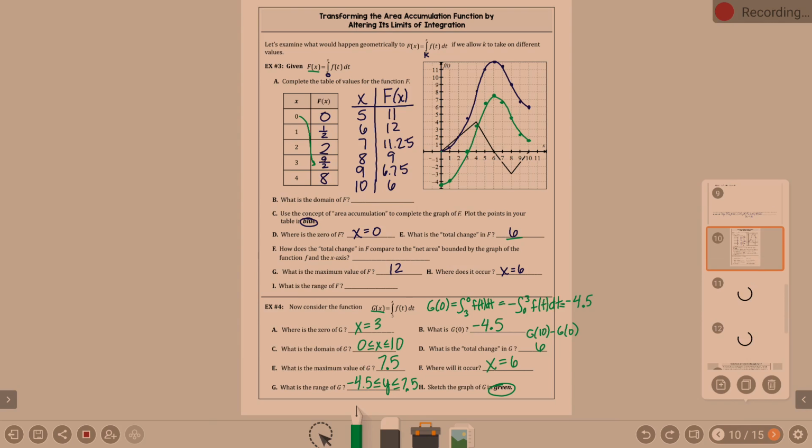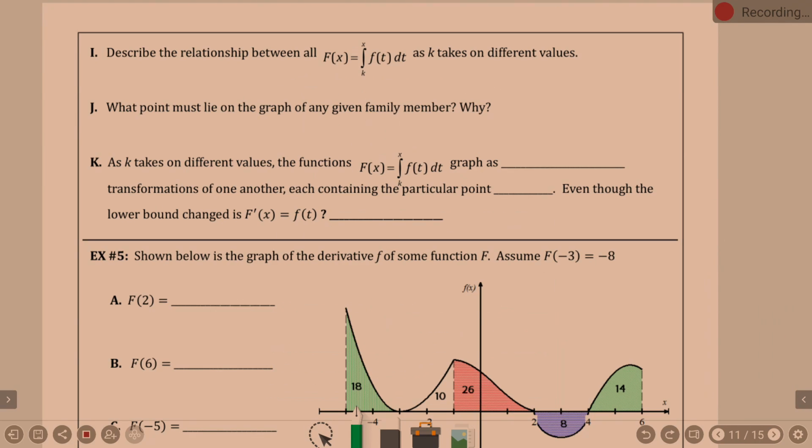Okay, so the rest of 4, technically 4 is not over, kind of sums it up. Describe the relationship between all f of x equals the integral from k to x of f of t dt as k takes on different values. Will they all be 4.5 away from each other? They won't always be 4.5 away from each other. Or they'll always have the difference of 6?